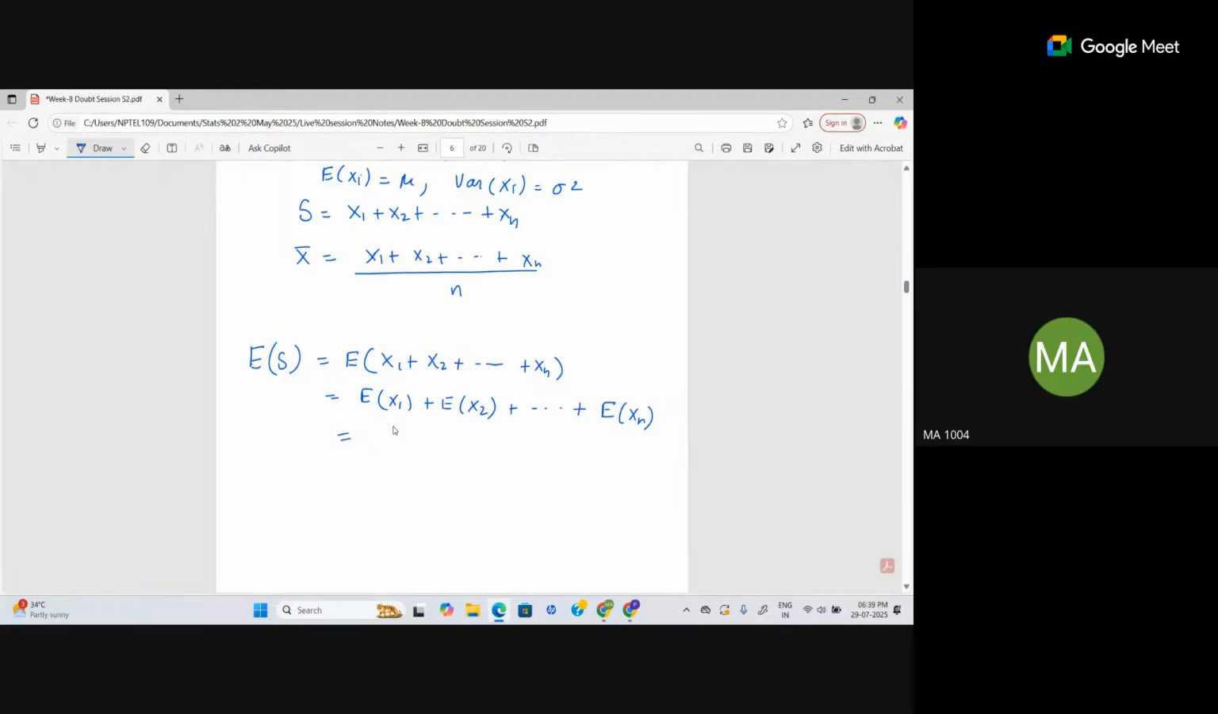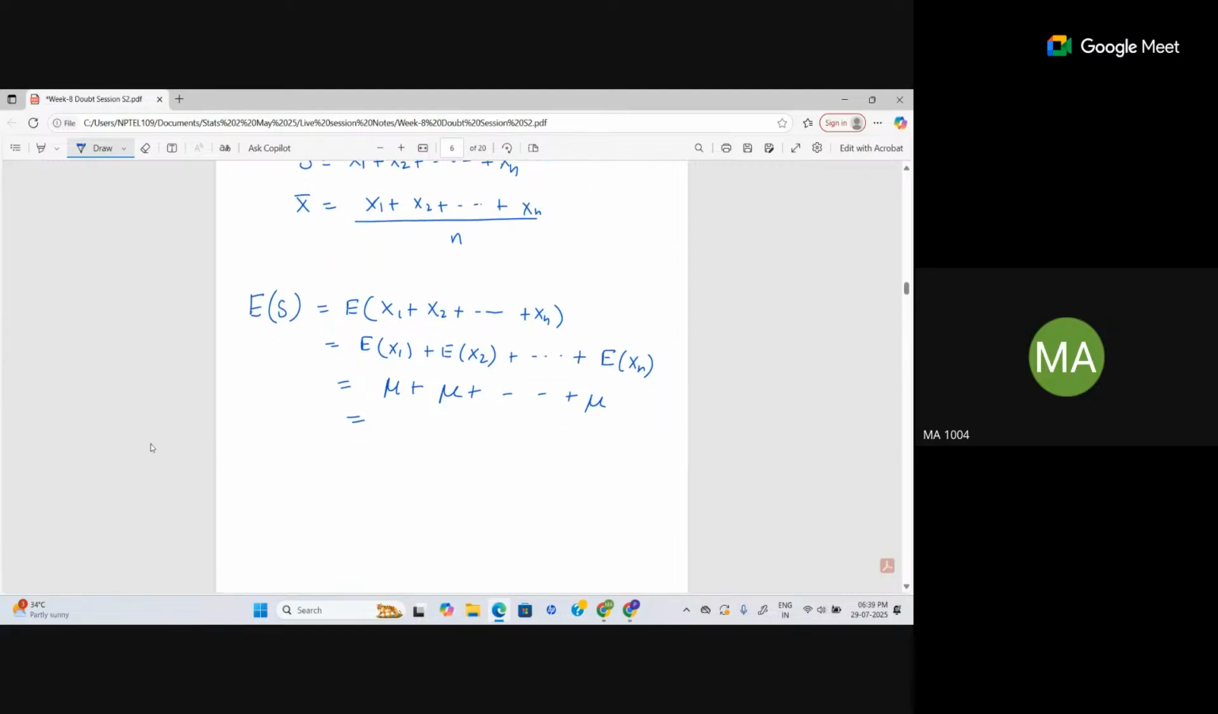Now the expectation of x1 is mu. Similarly for x2 also this is mu, right? So for all the n variables, we have to add the mean, which is mu. So it will become n mu, right? So expectation of S is n mu.